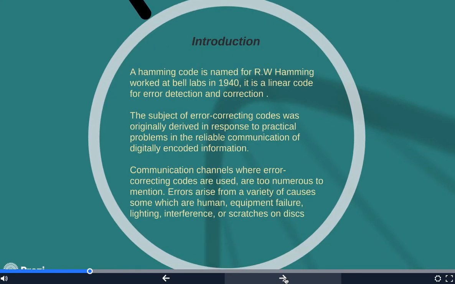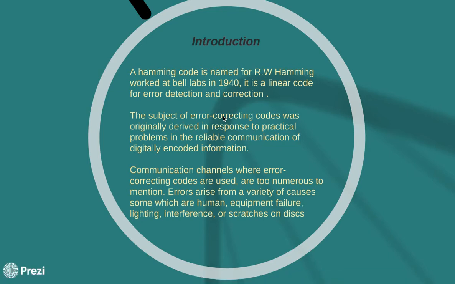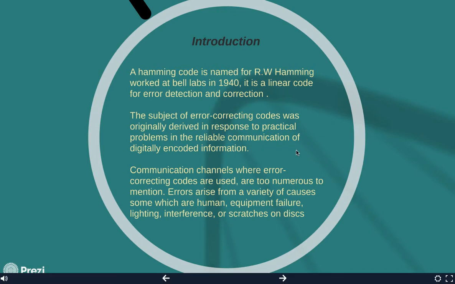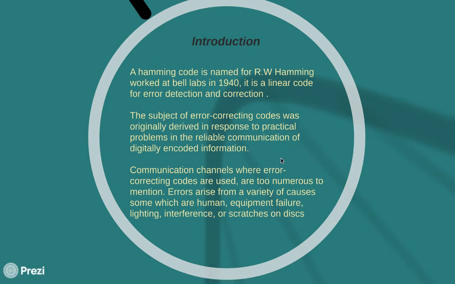The introduction: a Hamming code is named for R.W. Hamming, Richard Wesley, who created the Hamming codes. It's a linear code for error detection and correction. If we send a message, Hamming codes detect the message and correct it. The subject of error correcting codes was originally derived in response to practical problems in the reliable communication of digitally encoded information. To solve these problems, Hamming codes were made.